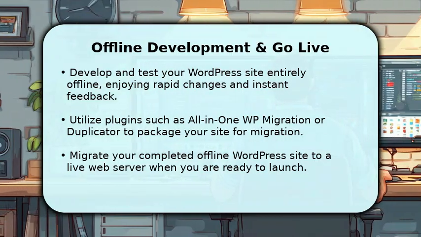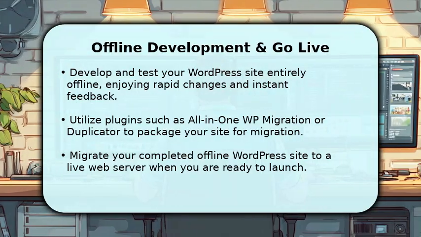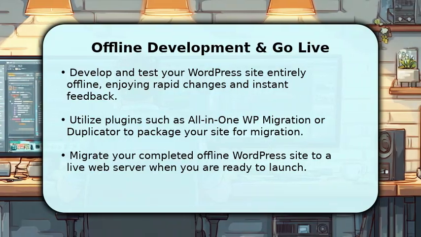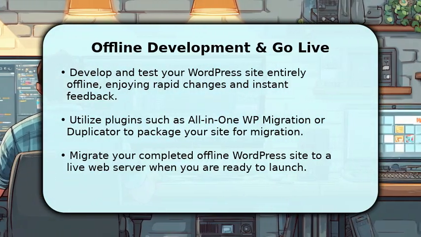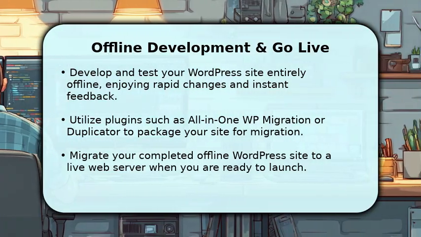Once your site is ready, migrating it to a live web server is straightforward. You can use plugins like All-in-One WP Migration or Duplicator to package your entire site, including the database, into one file. Upload this file to your live host, and your offline work will be online in minutes.